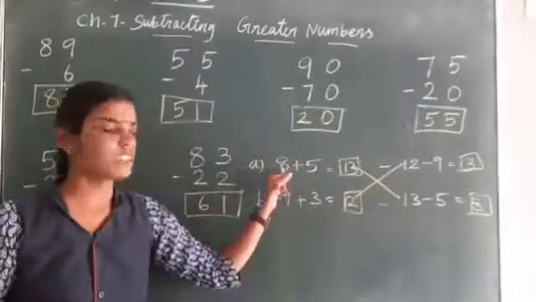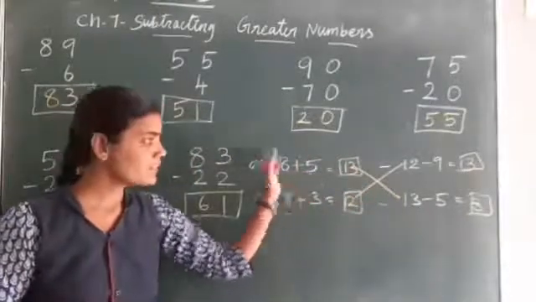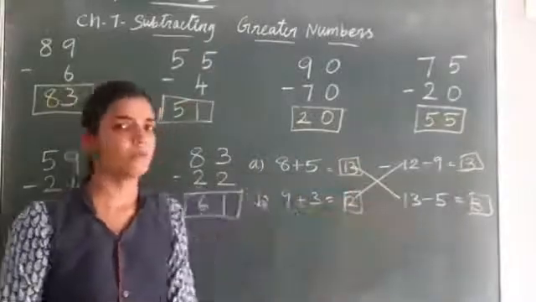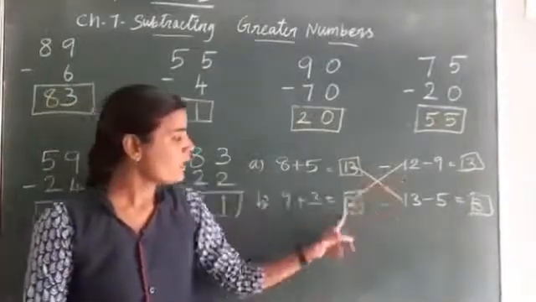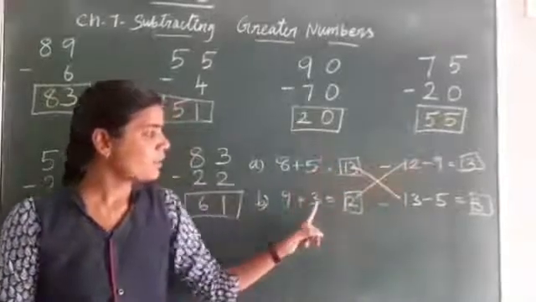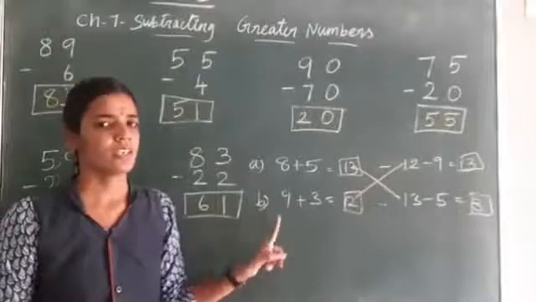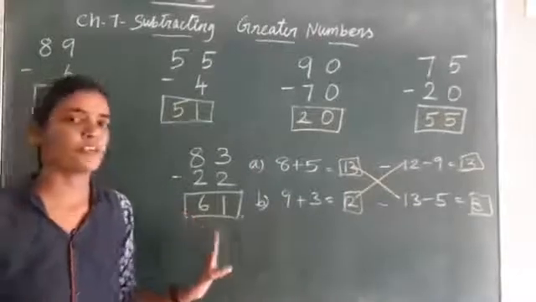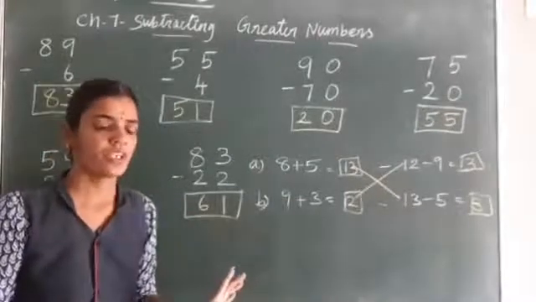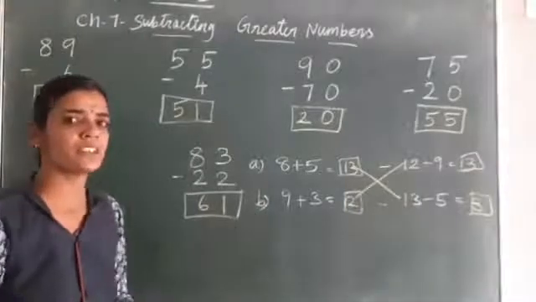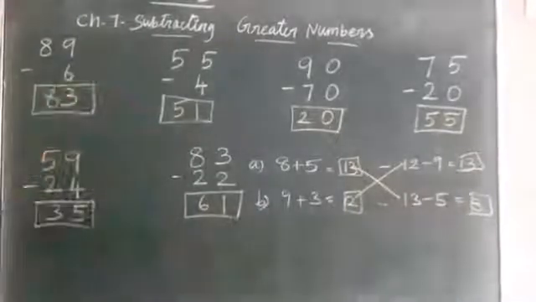13 minus 8 means 5. But these three numbers are only repeated for the subtraction problems. Here 12 minus 9 is 3. 12 minus 3 means what? 9. So these things are important for subtracting greater numbers. If you want extra sums, you have to practice them in your maths note itself.